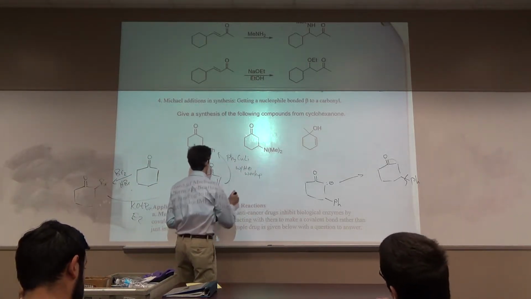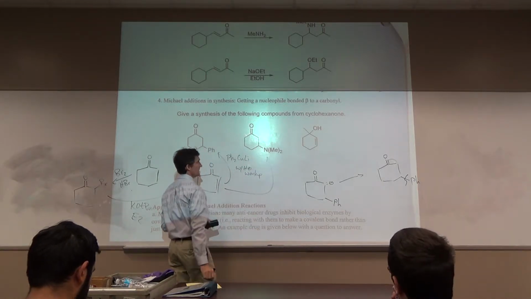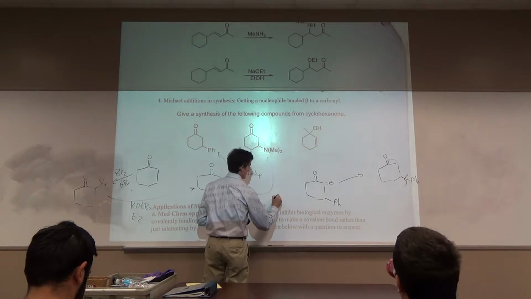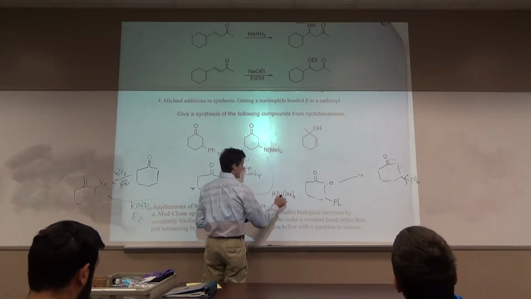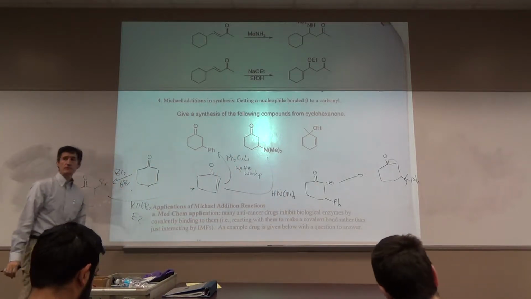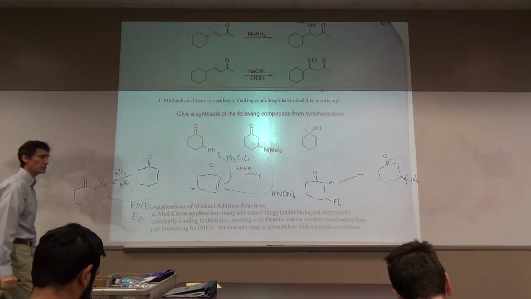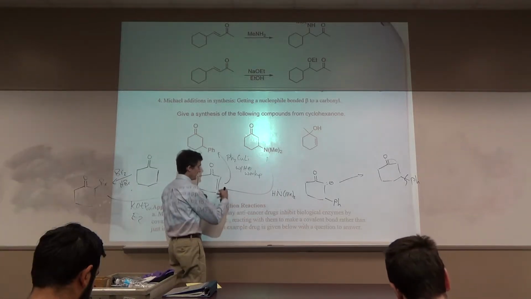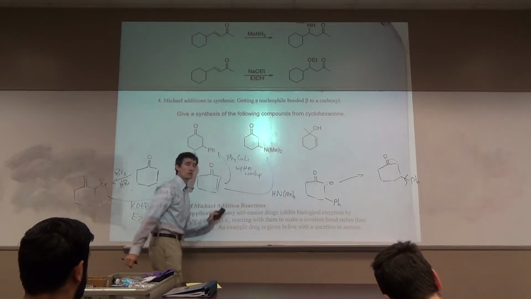Same thing here. Once you get this, then we react it with what to get this? Just methylamine. You can just use the amine, you don't have to use the anion. Amines are neutral nucleophiles. It comes in here and then proton transfer. The H will be transferred from here to here, an internal proton transfer.